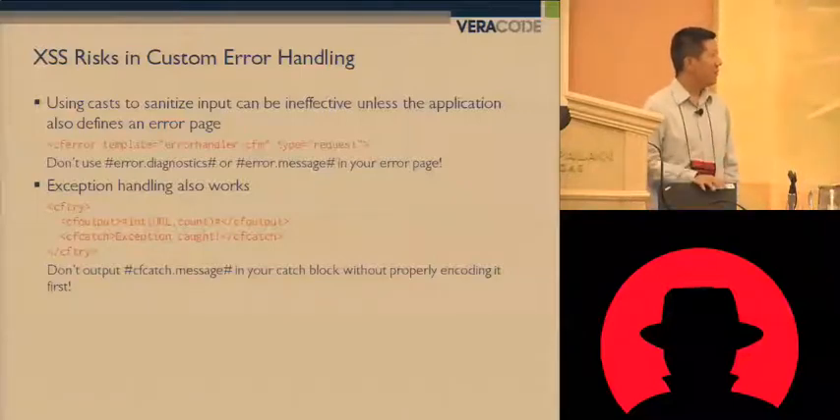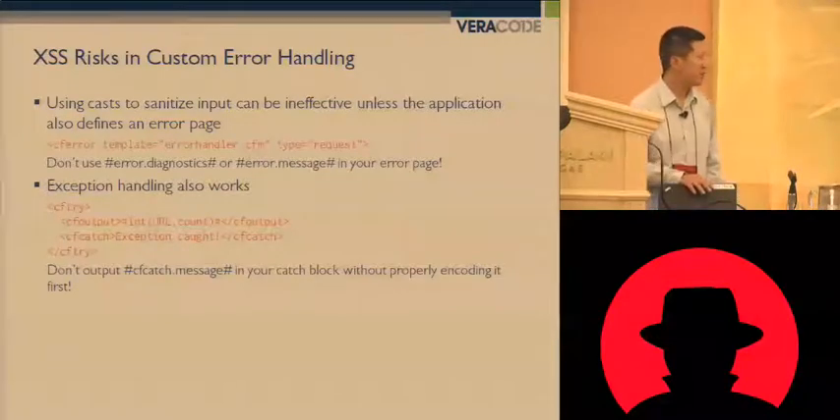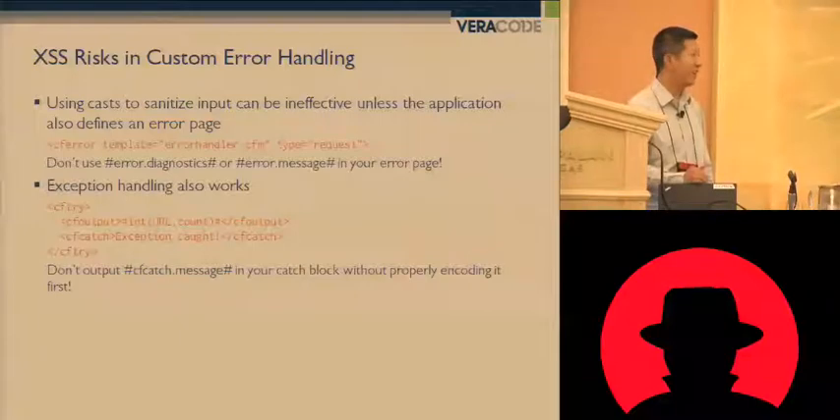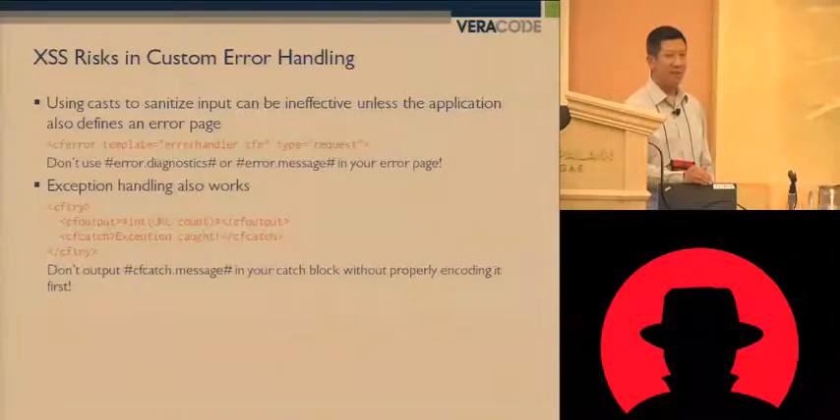you can also use exception handling. You can use typical try-catch blocks, similar to other languages that are out there. There are CF tags for that as well. And when you're in a CF catch block, you have access to an object called CF catch, and that also has different fields that you can print out what happened. And the CF catch.message field also contains the attack string.